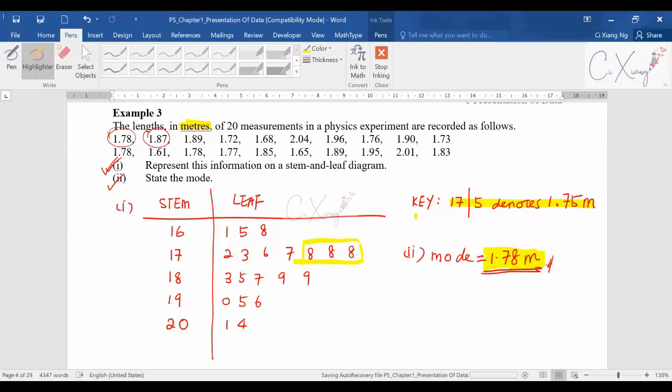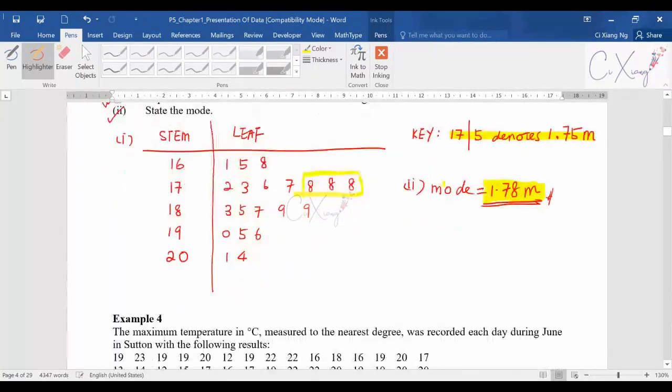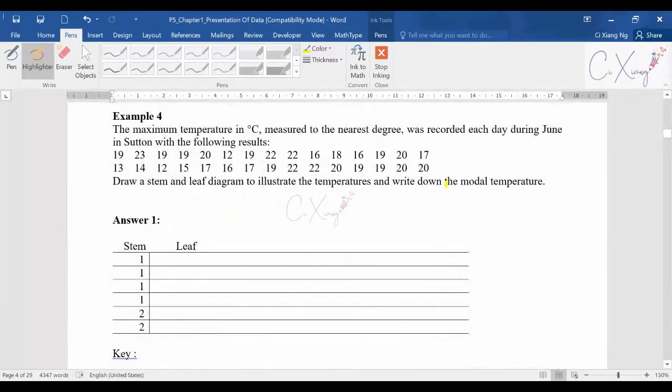If it is wrong, never mind, because all this is something new. If you can't think of it, after you look at my solution, you should know how to deal with all the data here, right? Okay, so let's continue to example 4, another special type of stem and leaf diagram.